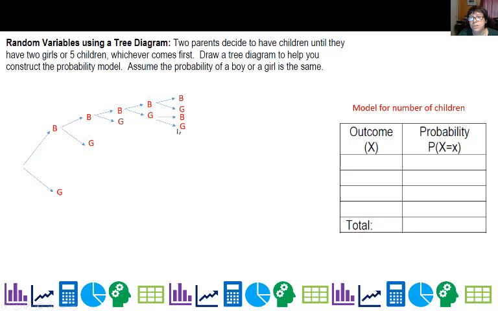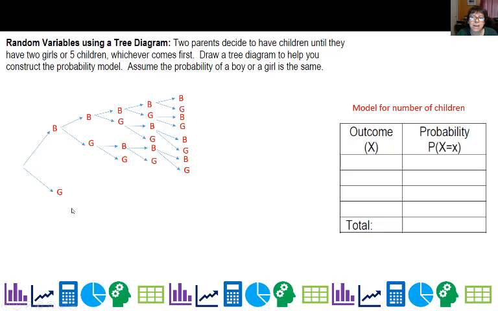And this family is going to try again. Here they stop for the girl. All right, and there we go. So this is an end of a branch right there. Okay, so I just keep using that rule. If I get two girls, I stop. This one, they got to try again. This one, they got to try again.